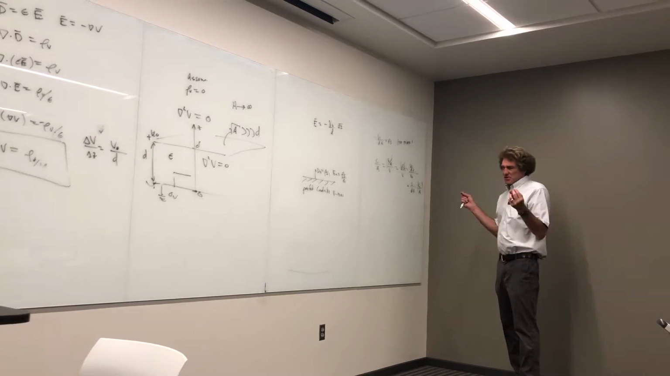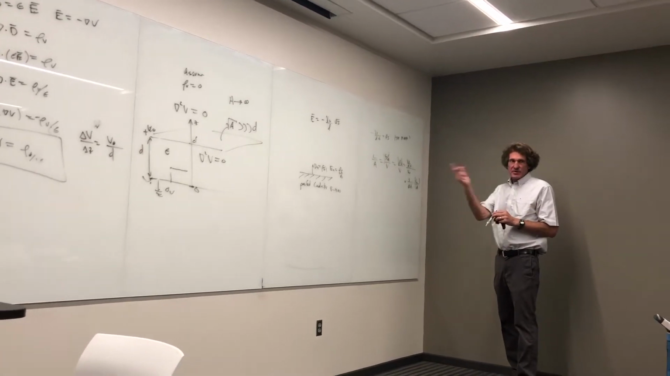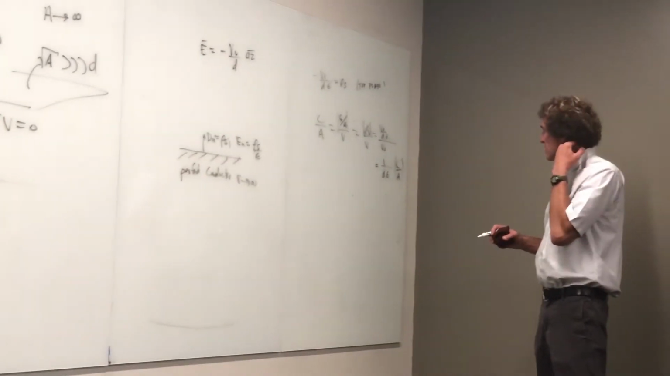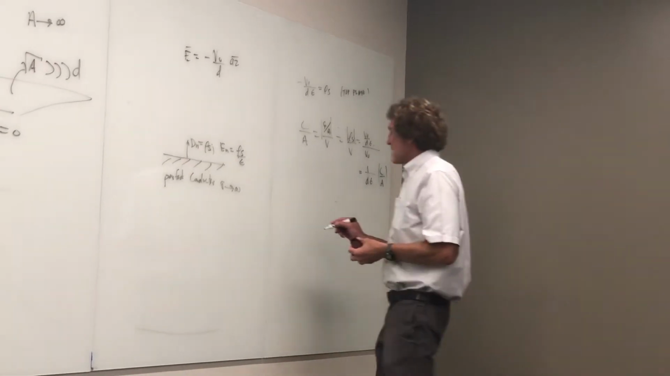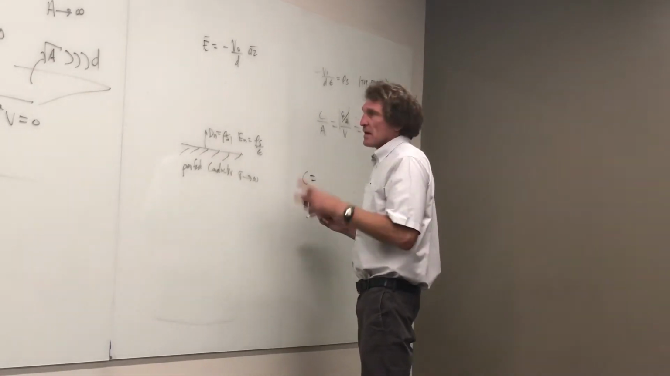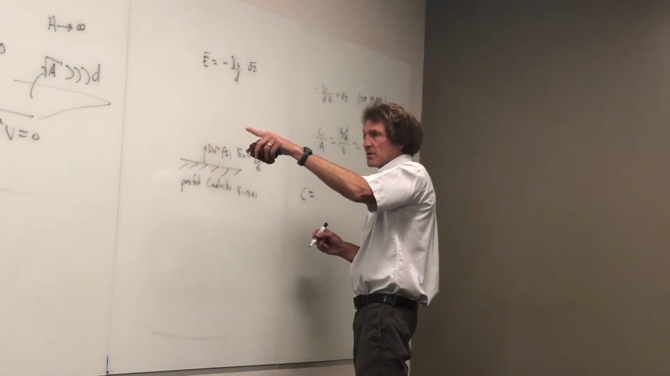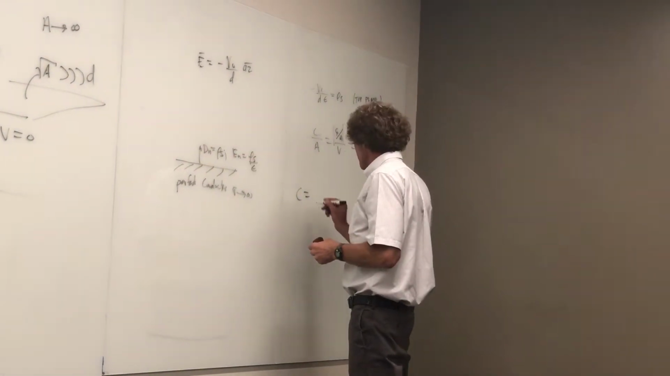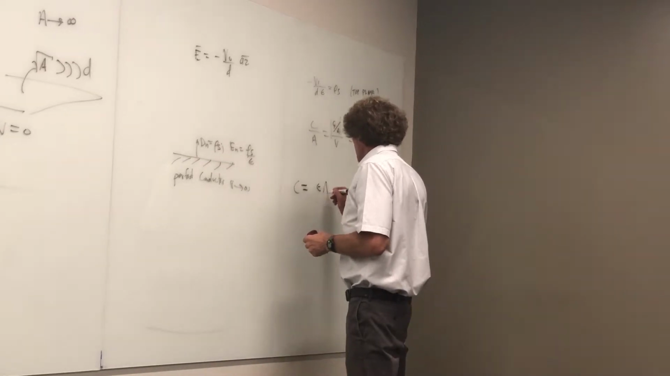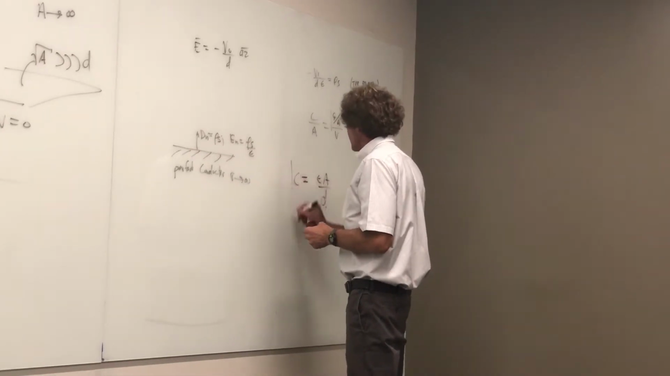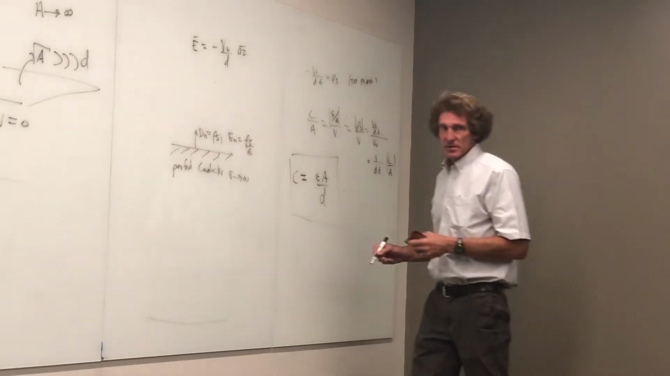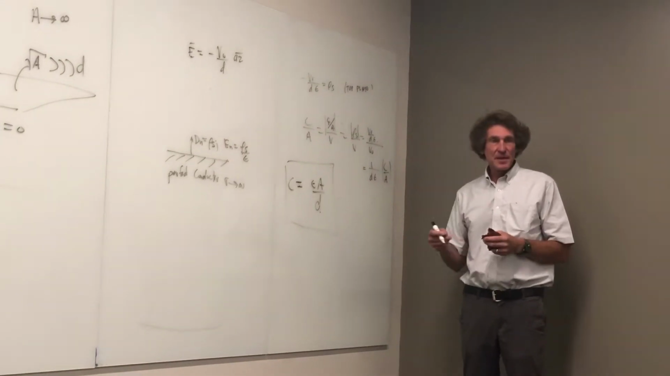Separation distance is extremely small compared to either dimension of the plate, if they're rectangular. Now, if we wanted the capacitance of a parallel plate capacitor where the square root of the area of the plate is much greater than the separation distance, that is equal to epsilon A over d. And that is if the dielectric epsilon is a constant. Do you all remember that?